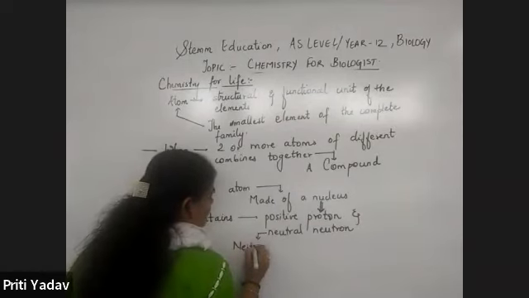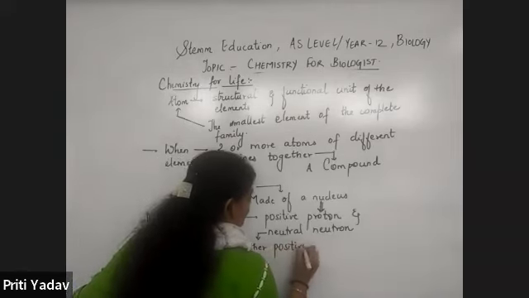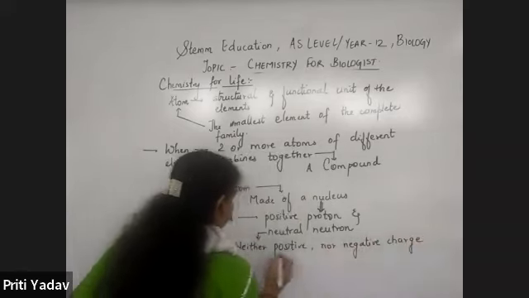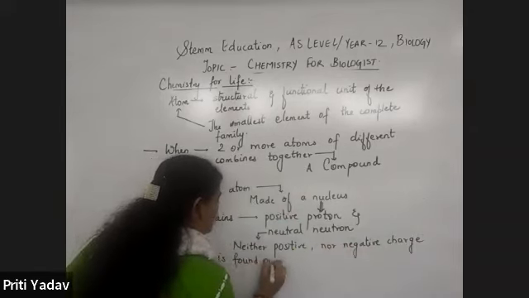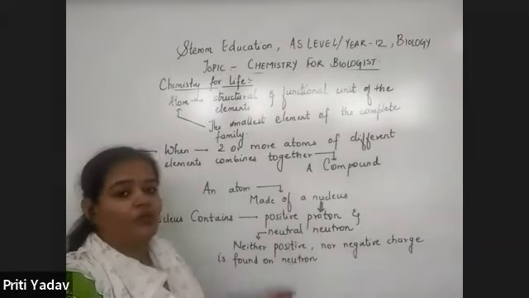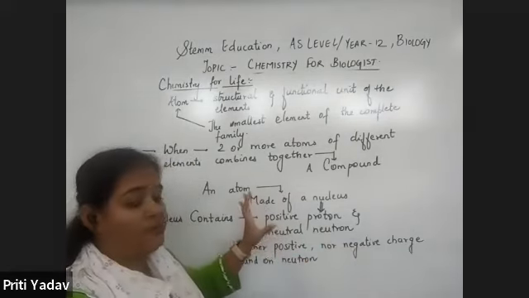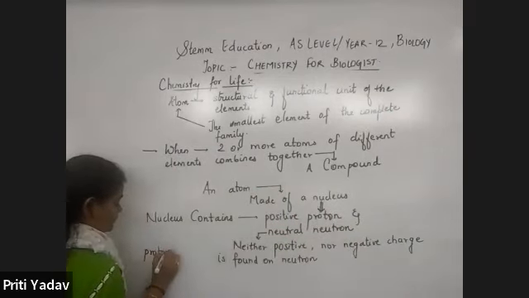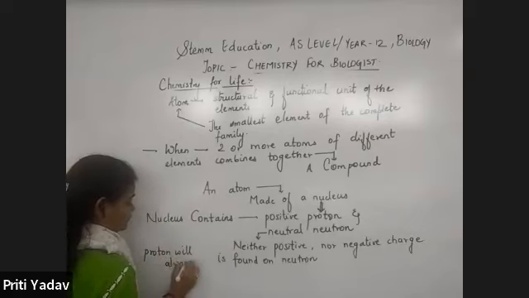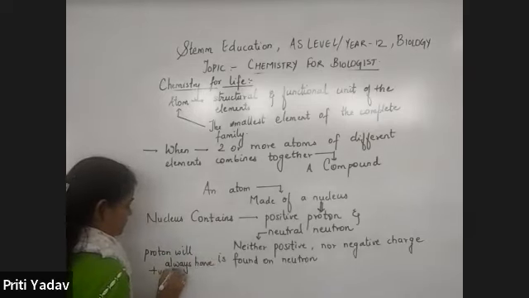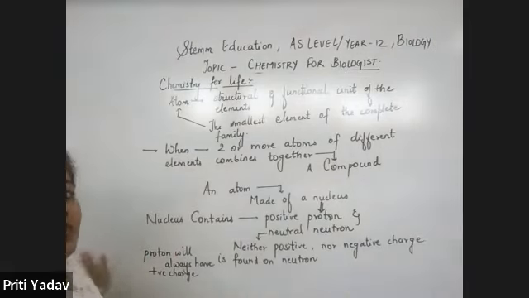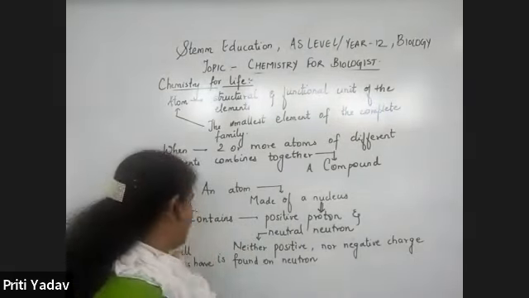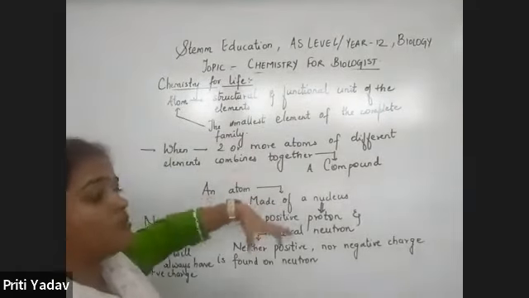Neither positive nor negative charges are found on a neutron. So there is no positive or negative charge on a neutron, whereas a proton will always show the presence of a positive charge. There will be no charge present on a neutron, but there will be a positive charge on the proton. Now, this was a general introduction.